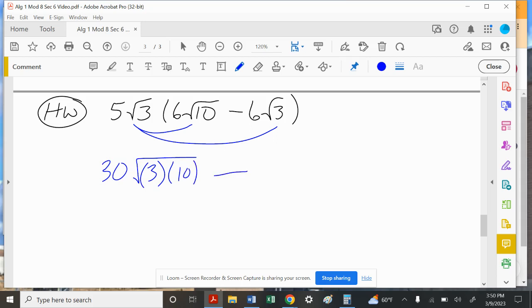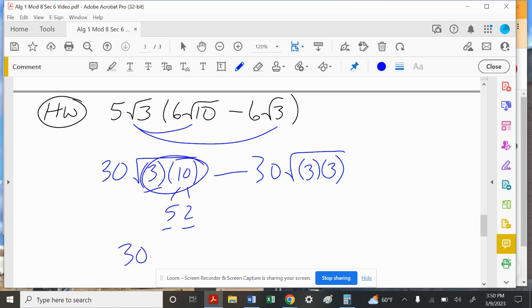And then on the other part, I have 5 times 6 again, still 30. But this time I have 3 times 3. So I'm going to go ahead and leave those done. Now notice this becomes 5 and 2. Here are my factors. I have no pairs. So I'm just going to multiply this out because I'm not going to be able to simplify that at all.